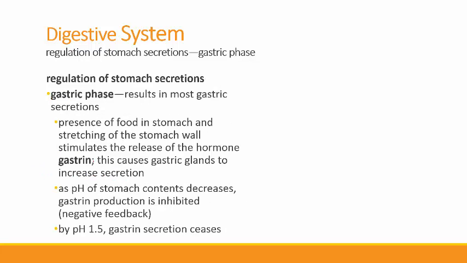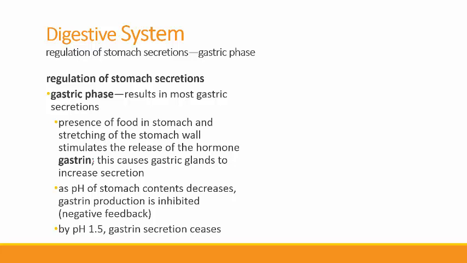The next phase occurs as food enters the stomach. So putting food in the stomach begins to stretch the stomach wall, and just the presence of the food there stimulates the release of a hormone called gastrin. And as gastrin releases, then the gastric glands produce even more of their enzymes, acids, intrinsic factor, and mucus.